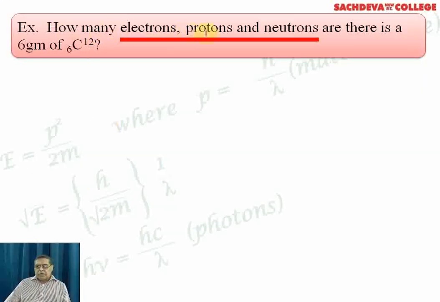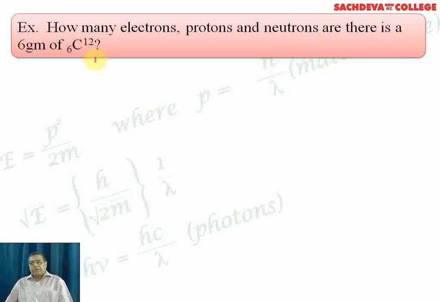How many electrons, protons and neutrons are there in 6 grams of carbon-12? First of all, we will use the mole concept to get the number of atoms. 12 grams will be equivalent to Avogadro's number, that is 6.023 × 10^23. Then this number is divided by 12 for 1 gram, and multiplied by 6 to get the number of atoms in 6 grams of carbon-12.